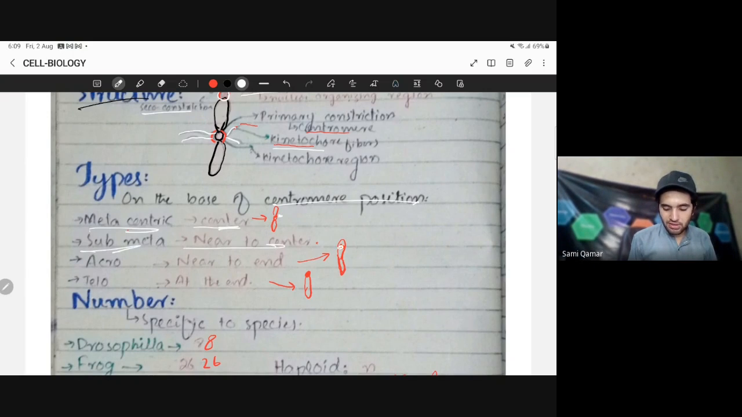So see here, it is just near to center. Like near to center, it is very away. So it must be like here. Okay, here this is known as metacentric. Oh sorry, I haven't drawn for this, it was for acrocentric. I haven't drawn for metacentric.